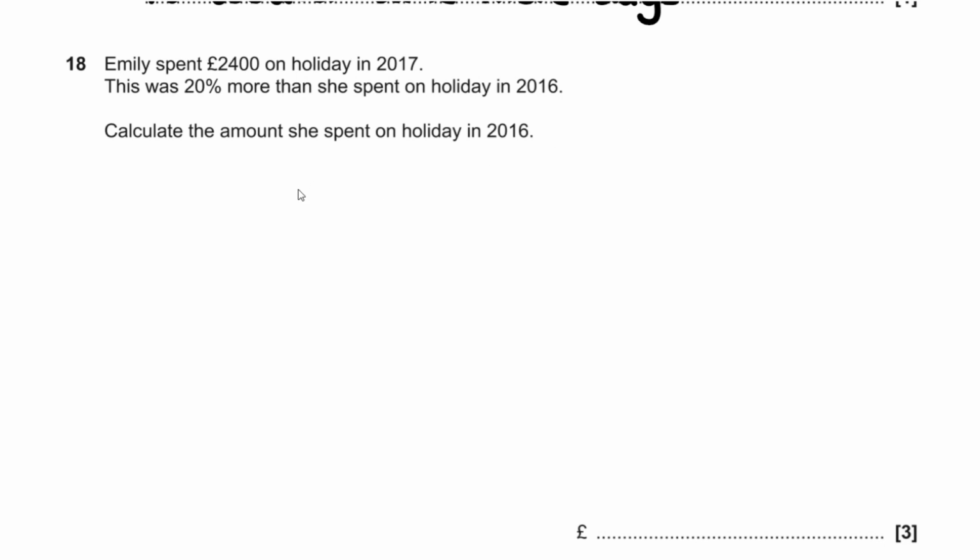Question number 18. Emily spent £2,400 on holiday in 2017. This was 20% more than she spent on holiday in 2016. Calculate the amount she spent on holiday in 2016. So, let the amount that she spent on holiday in 2016 be 100%. That's what we need to calculate. 20% more than this is 120%.